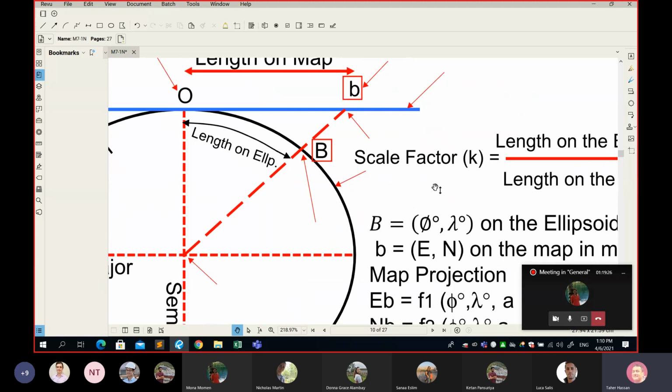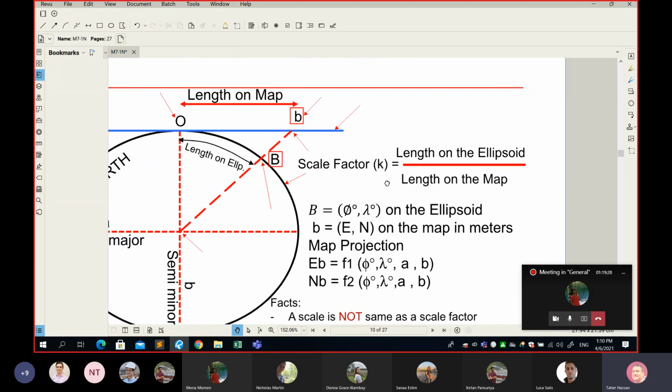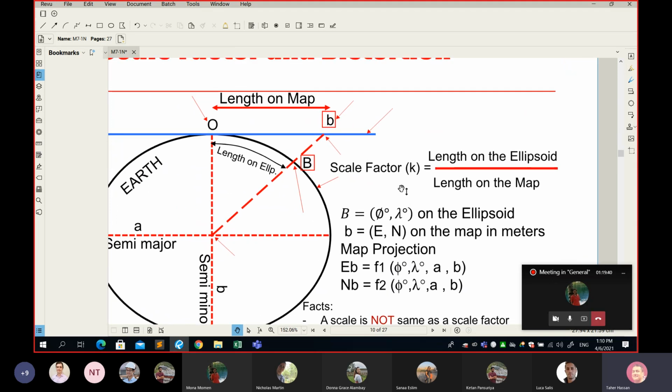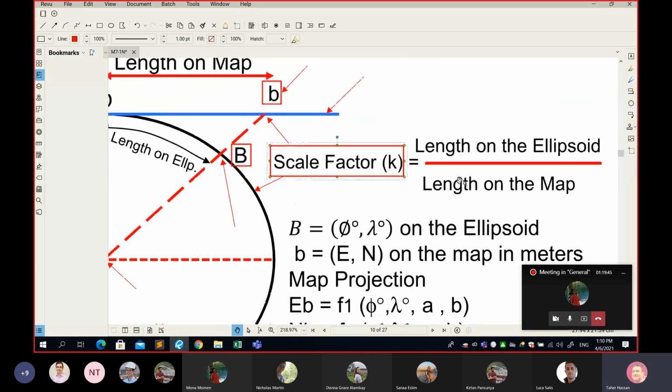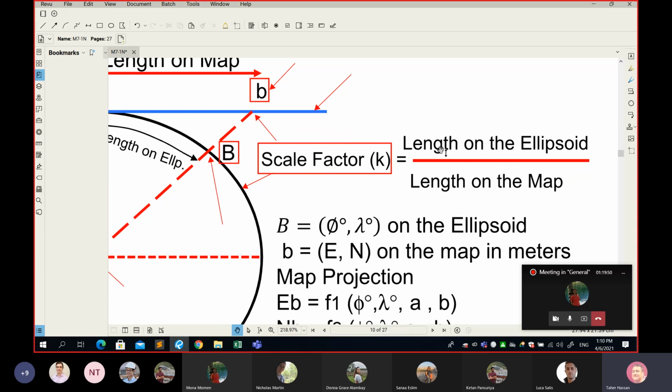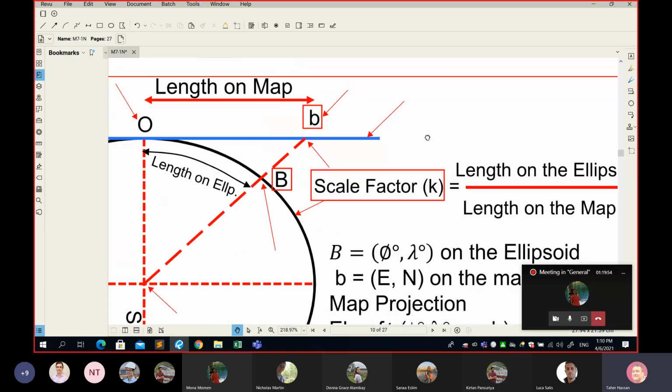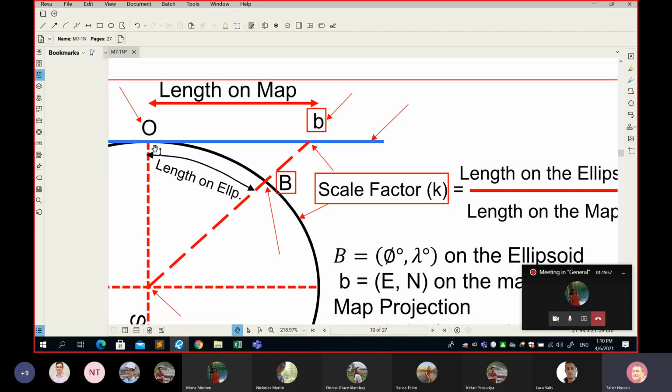There is some distortion, and we want to quantify it. We want to define a term that defines how much distortion took place. So that's why I'm going to create a new terminology called scale factor. I'm going to talk about scale factor in a minute. I'll call it K. Simply, K is a ratio: the length on the ellipsoid divided by the length on the map. So I'm going to take the length on the ellipsoid and divide it by the length on the map.